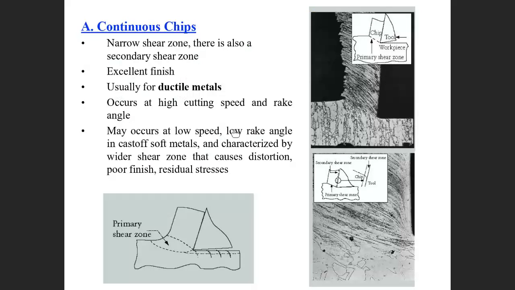Okay, continuous chip. Start first with the continuous chip. As you can see here, this is the cutting. This one is a continuous chip with a narrow shear zone. Here is the primary shear zone. Here is the secondary shear zone. This is narrow and straight. With the continuous chip, excellent finishing happens.